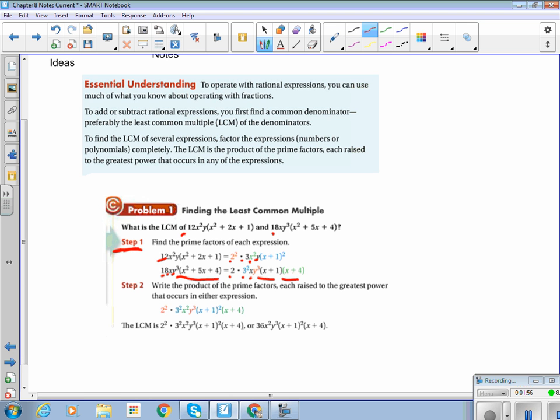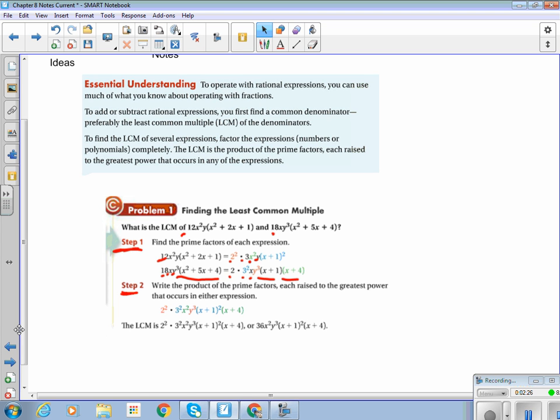So first step, get everything down to its prime factors. Factor the heck out of every term. Now, step 2, write the product of the prime factors, each raised to the greatest power that occurs in either expression.